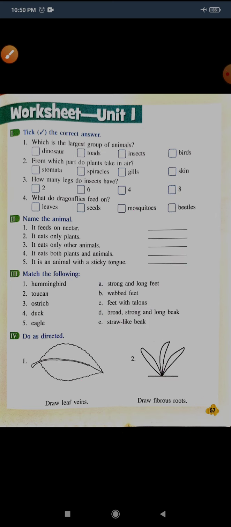So I think now there are no more pages here. I think now you can complete all this exercise by yourself.